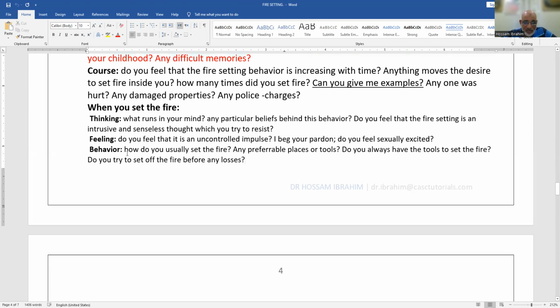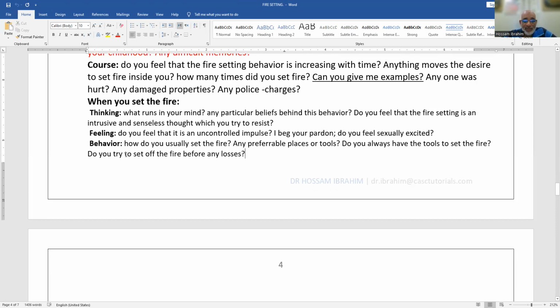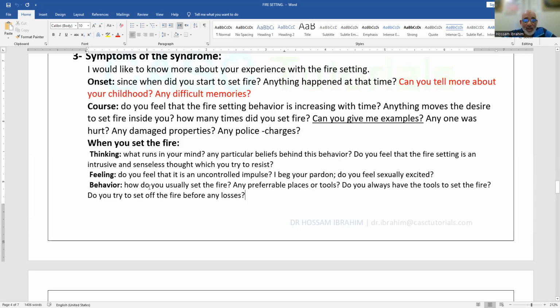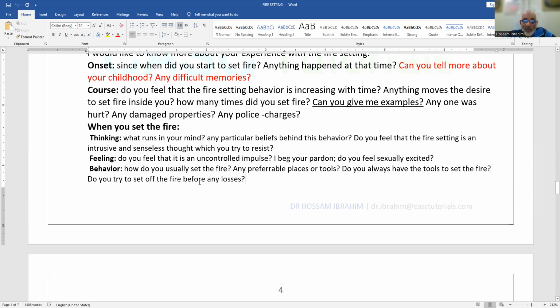Okay. On the behavior, you want to know the behavior of the fire setting. How do you usually set the fire? Any preferable places or tools? Do you always have tools to set the fire? Do you try to set the fire before any losses? So this is the thinking, feeling, and behavior to understand the pyromania.